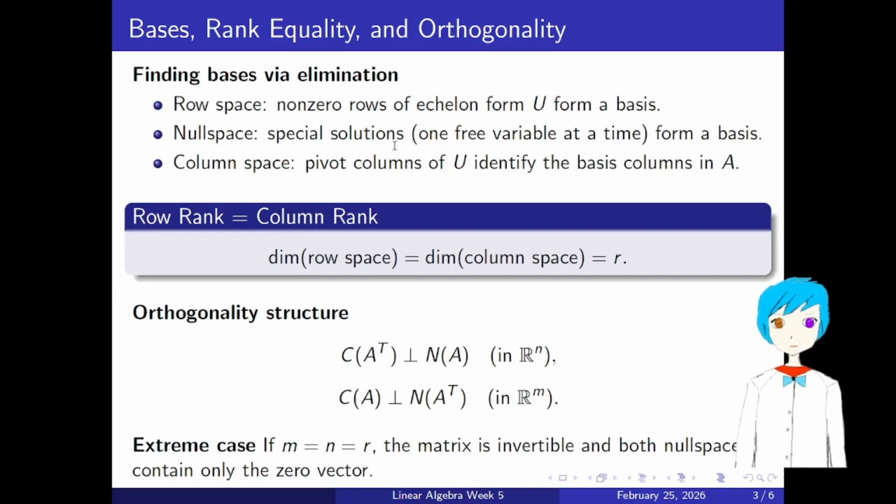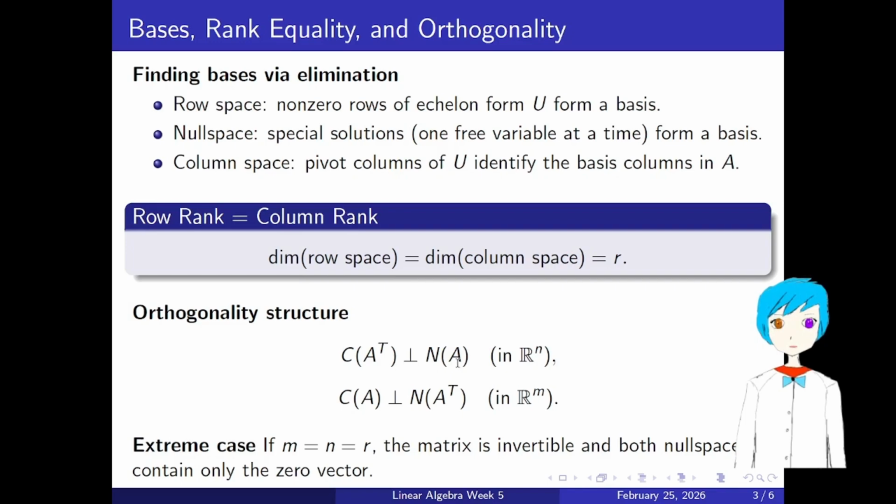Basically, for the free variables obtained using the Gauss elimination, we set one free variable to be 1 at a time. We get a series of special solutions, and those solutions will form a basis. For the column space, the pivot columns of the echelon form U identify the basis columns in the original matrix A. The key property is that the row rank equals the column rank for the matrix.